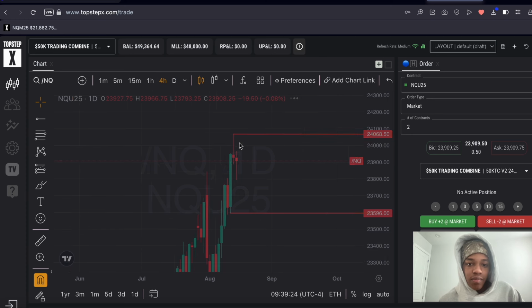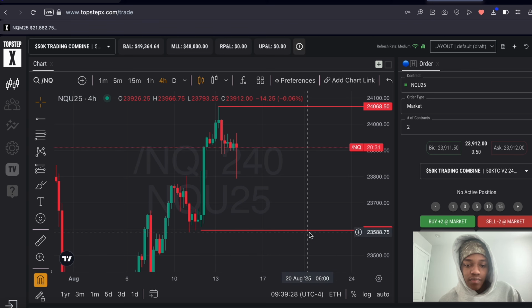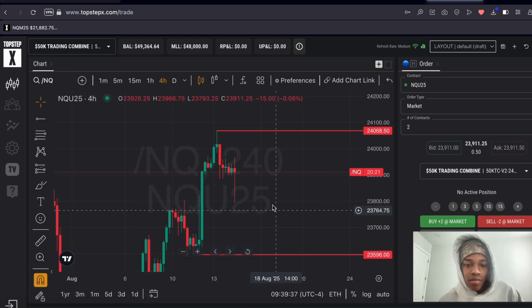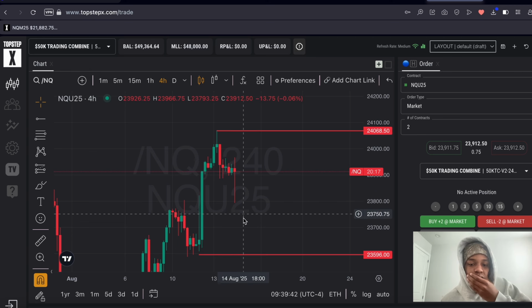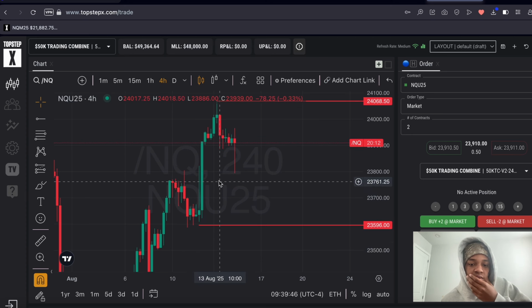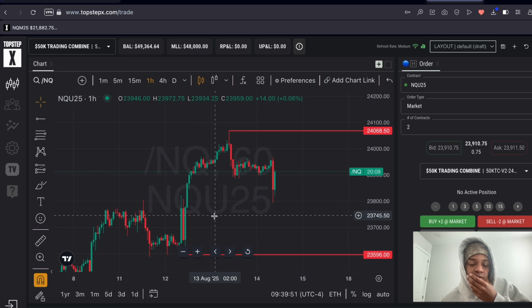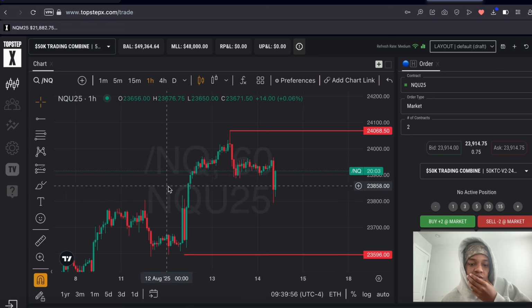I ain't tripping. Alright, 4 hour. Let's see what we got on here. I think it should be more like that. Okay, we got the same thing as the daily highs. Not really seeing no key levels on here for the 4 hour. Let's go down to the 1 hour.